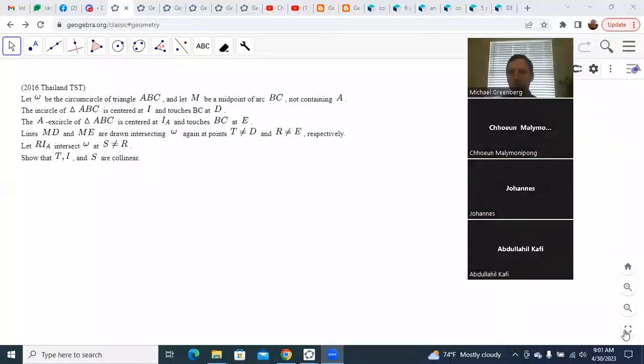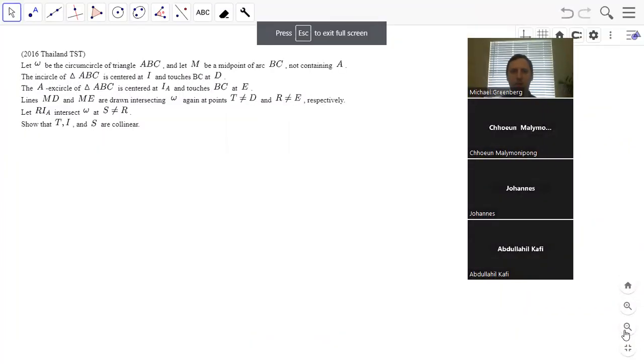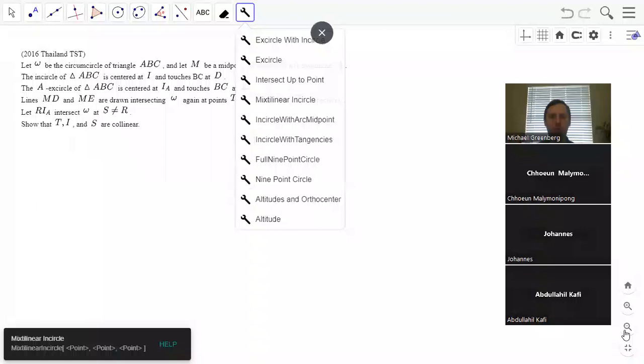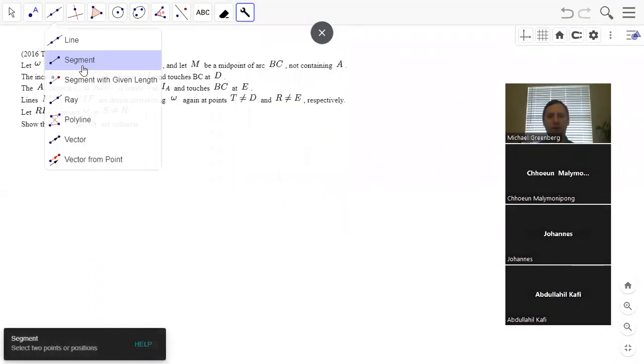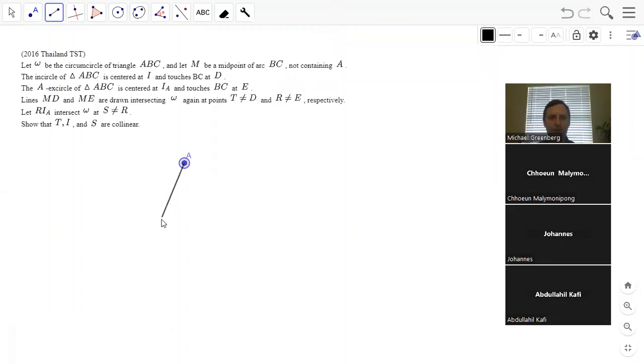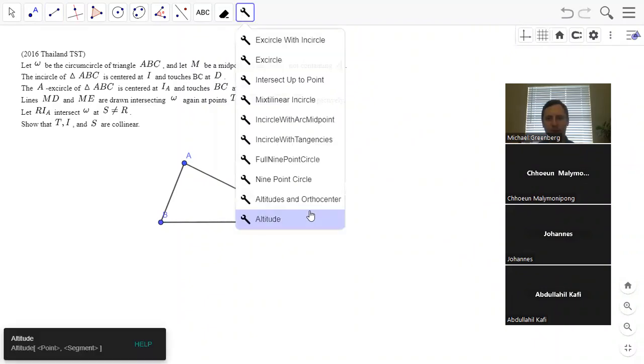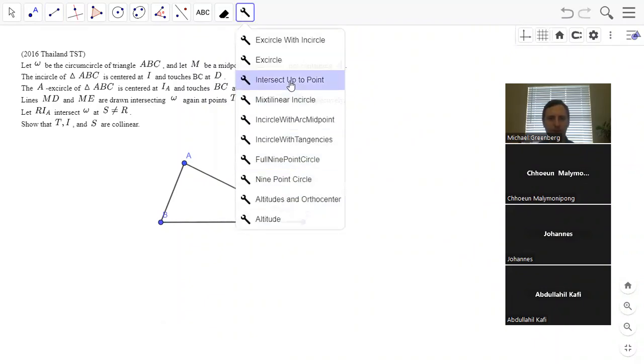So today, what's good is I built certain tools into GeoGebra, so we should be able to draw some of the diagrams faster. So I have triangle ABC, and we want to draw both the incircle and the excircle. So I have a tool for that that I built. Thanks, Abdul Heel, for mentioning this.